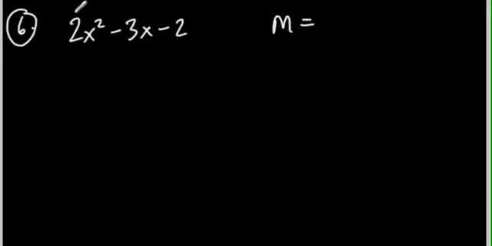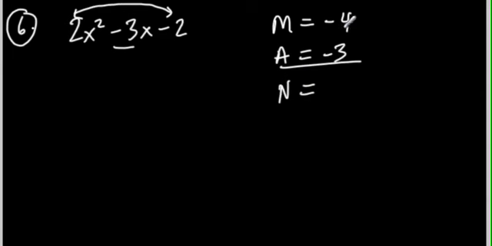Okay, number 6. Now, number 6 is the first one where the first coefficient, the initial coefficient, is not 1. In other words, it's 2 right here. So it's 2x squared minus 3x minus 2. So let's do m and a. Remember, m is the first term times the last term, so it's equal to negative 4, because 2 times negative 2 is negative 4. The a is the middle term, which is negative 3. So we have to find two numbers that multiply to negative 4 and add up to negative 3. I'm thinking the numbers are negative 4 and 1. Negative 4 times 1 is negative 4. Negative 4 plus 1 is negative 3.